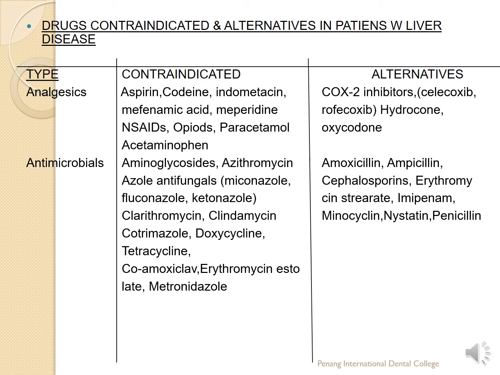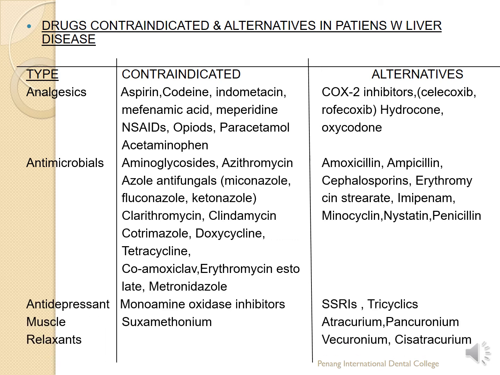Remember, in our renal disorders, we did not contraindicate metronidazole. Metronidazole can be safely used in renal patients, but in hepatic patients you have to avoid metronidazole. And then muscle relaxants and monoamine oxidase inhibitors all have to be avoided.